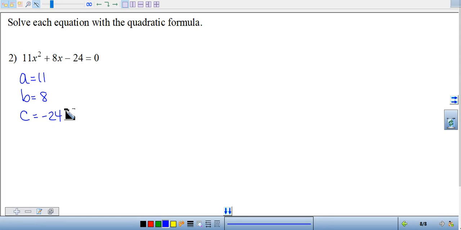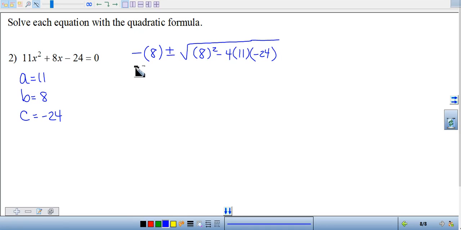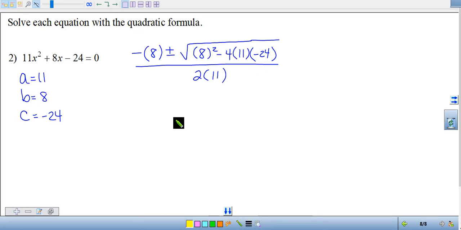After we've identified, then we're going to set up our problem. So we've got -b plus or minus the square root of b squared minus 4 times a times c all over 2 times a. Now this is definitely some large numbers. I don't think I can do that in my head, so I'll pull out the calculator.